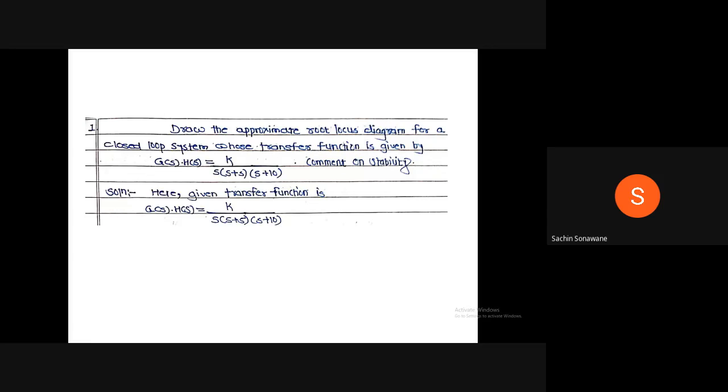Okay, we'll see the problem now. First problem: draw the approximate root locus diagram for a closed loop system whose transfer function is given by G of s into H of s is equal to k divided by s into bracket s plus 5 into s plus 10. Here the given transfer function is G of s into H of s is equal to k divided by s into bracket s plus 5 into s plus 10.